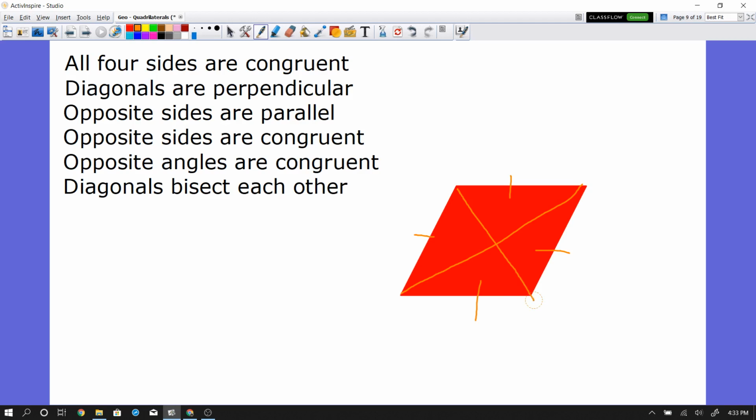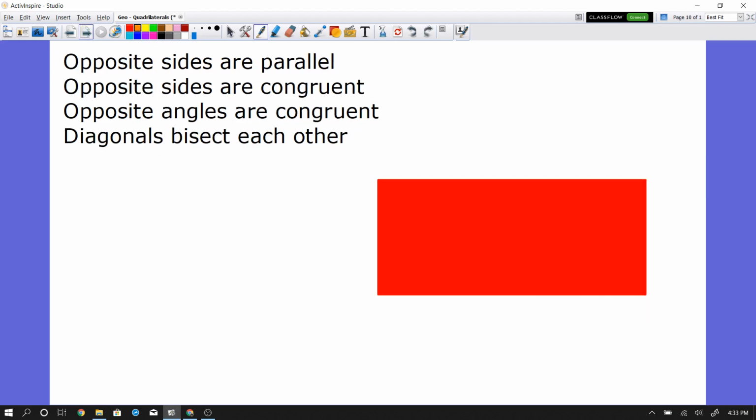Opposite sides are parallel. You're like, hold up, this looks almost exactly like a parallelogram. Yep, except all four sides are congruent.